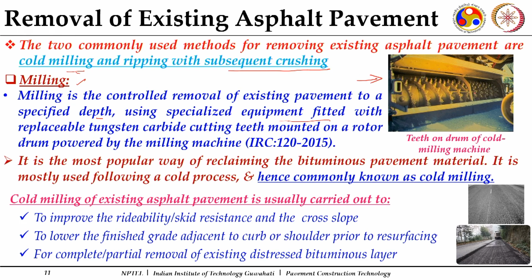You can see this rotor drum, which is fitted with these replaceable teeth. So, fitted with replaceable tungsten carbide cutting teeth mounted on a rotor drum powered by the milling machine. This is a typical milling machine. With this, you can remove the surface to a predefined depth and you can give a camber also. So it has various advantages.